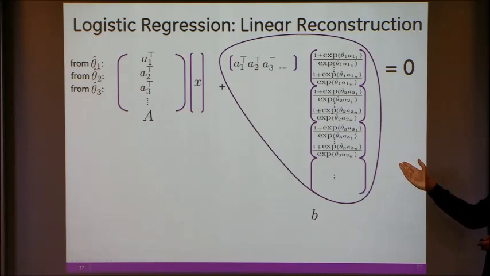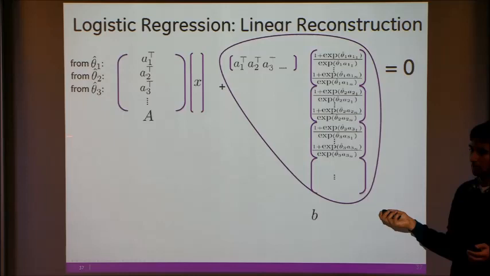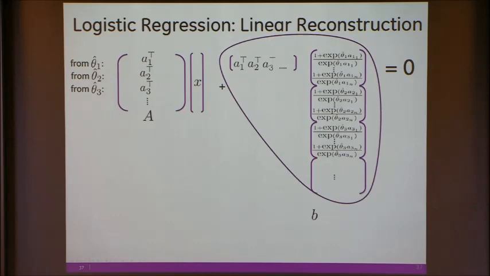And you have some matrix A, which is, again, the transpose of the non-sensitive information, times X. So it's, again, in linear form. So we have a linear system of the form AX plus B equal to 0.